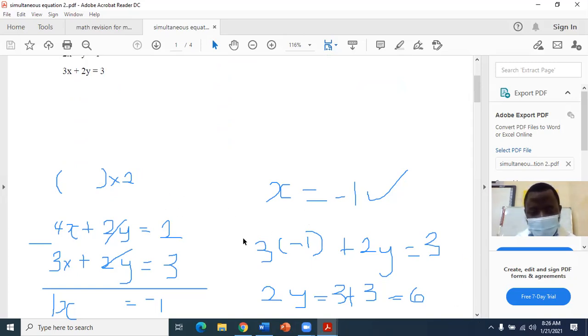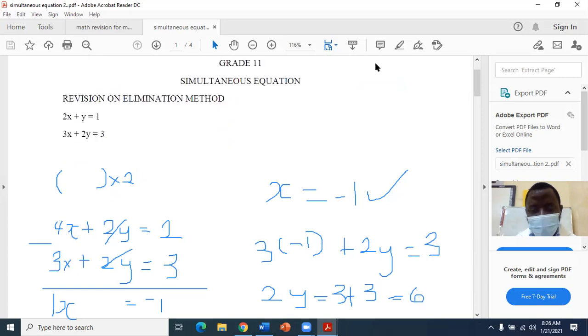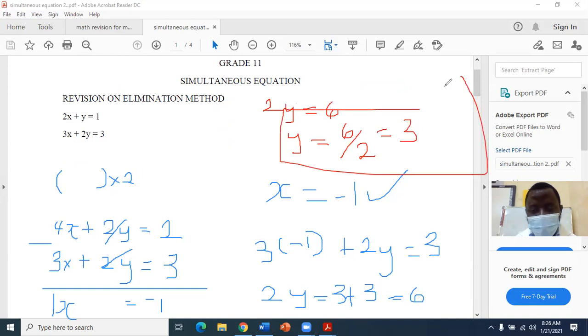So now, what else do we do? We have 2y to be 6. So what do we do next? We are going to find y. Since 2y is now 6, it means that my y will be equal to 6 divided by 2, which is 3. So now y is 3 and x is -1. That is the answer we are looking for.